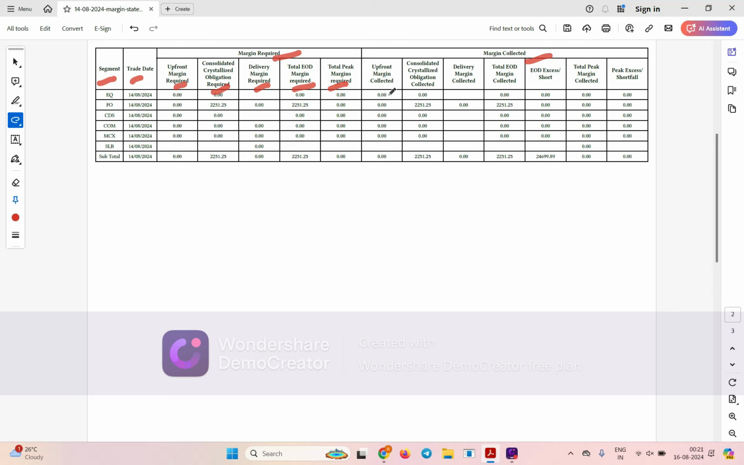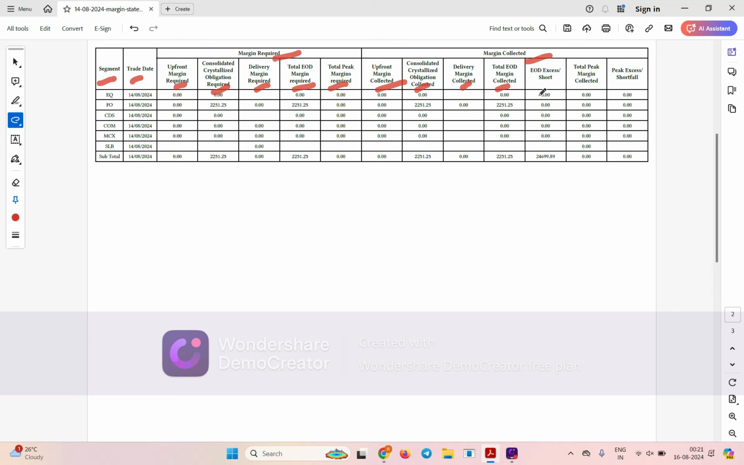Coming to the margin corrected, the first one is the upfront margin corrected. Upfront margin corrected against the upfront margin required from the available margin of the client. Consolidated crystallized obligation corrected. This is against the consolidated crystallized obligation required from the available margin of the client. Delivery margin corrected against the delivery margin required from the available margin. Total EOD margin corrected. This is the sum of the upfront margin, consolidated crystallized obligation and delivery margin corrected.